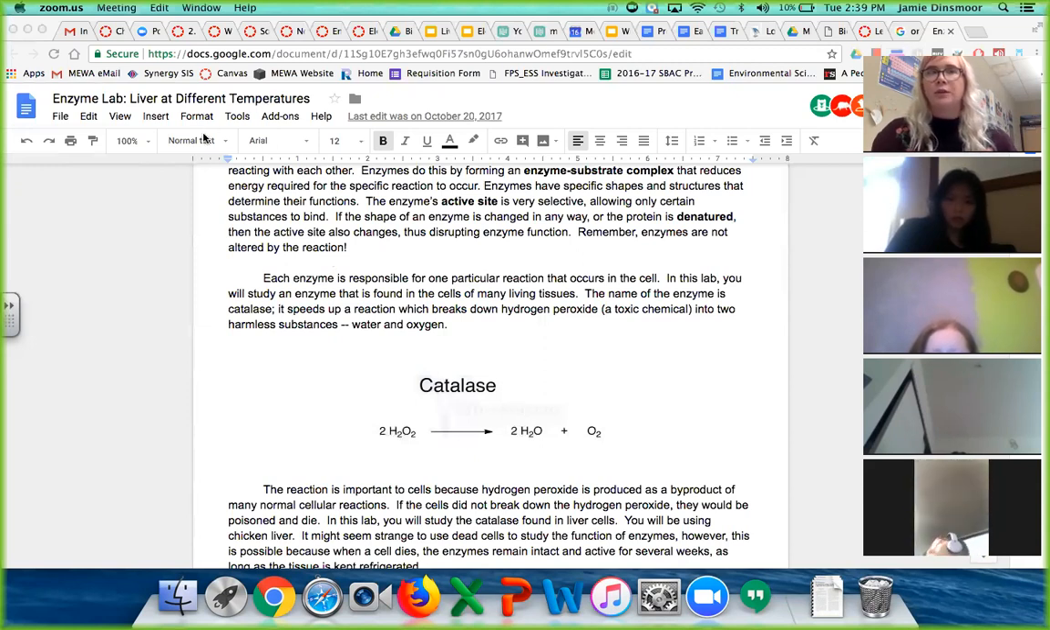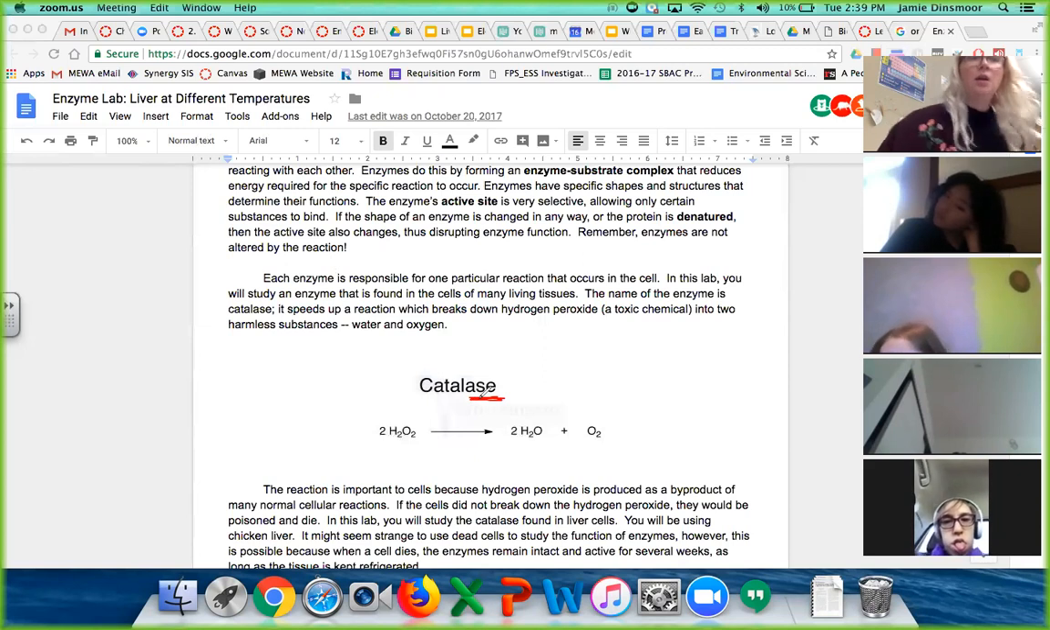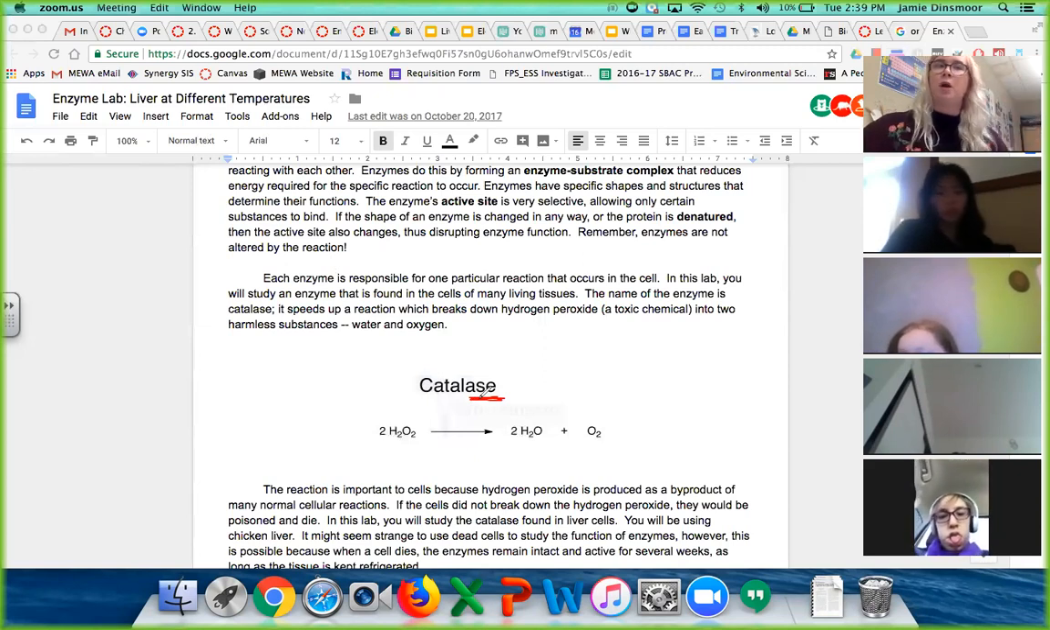And something you will notice as we go through this class is that enzymes most often end in ACE, A-S-E. If you see ACE, you should immediately think, that's probably an enzyme. Amylase, catalase, peptase. There's a bunch of other ones. Anything with an ACE at the end. Why isn't it ACE? Because that's how you spell enzymes.